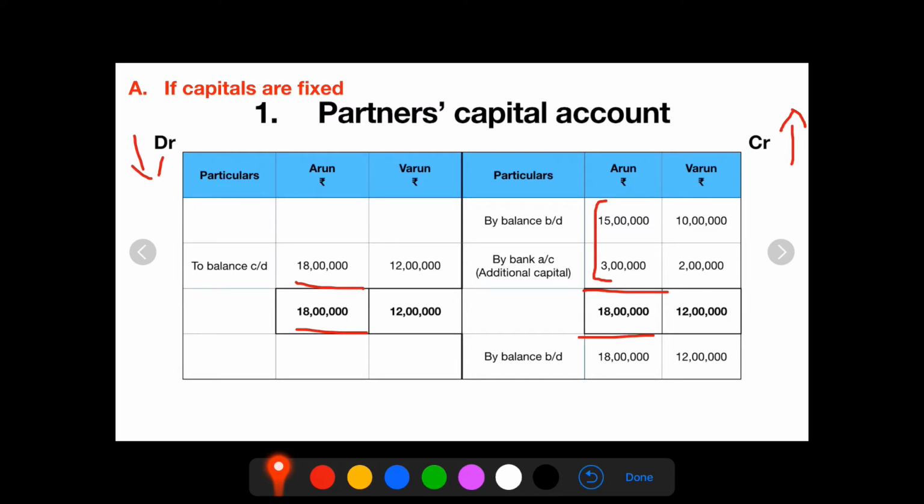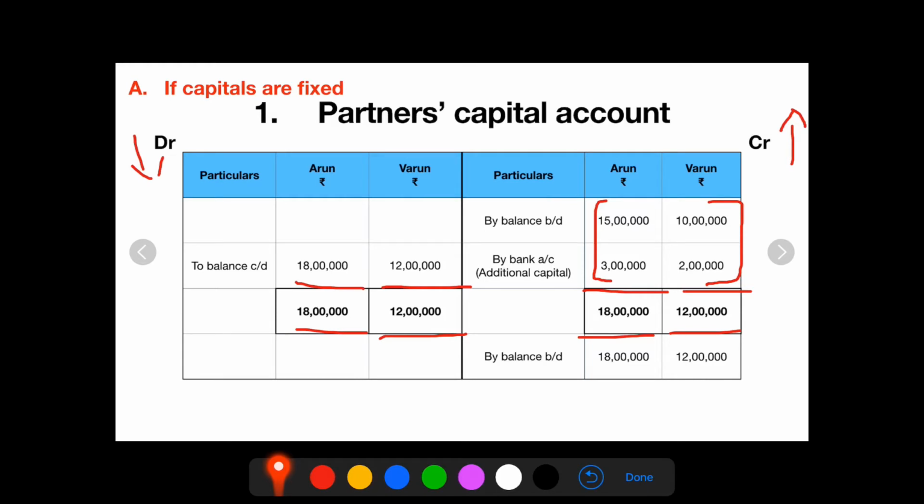Varun, on the credit side, we have 10 lakh and 2 lakh. If you take the total, the balance is 12 lakh written on both the sides. We do not have any debit transactions. So the balance is being carried down and brought down. So this is the first account, partners capital account.